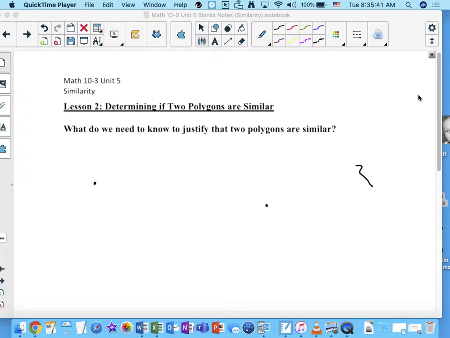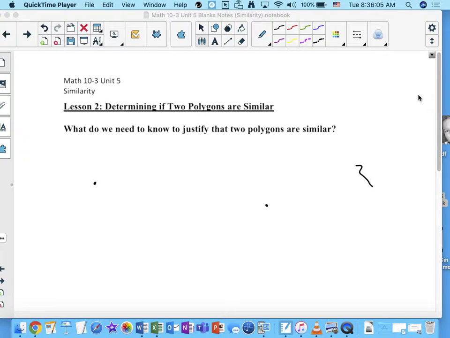So yesterday we talked about similarity. We talked about what it means if two figures are similar. And we talked about the fact that when two figures are similar, they look the same, but they have a different size. So all of their angles are going to be the same. They're going to be the same shape, but they're going to be sized differently. So they're going to be proportional to one another.